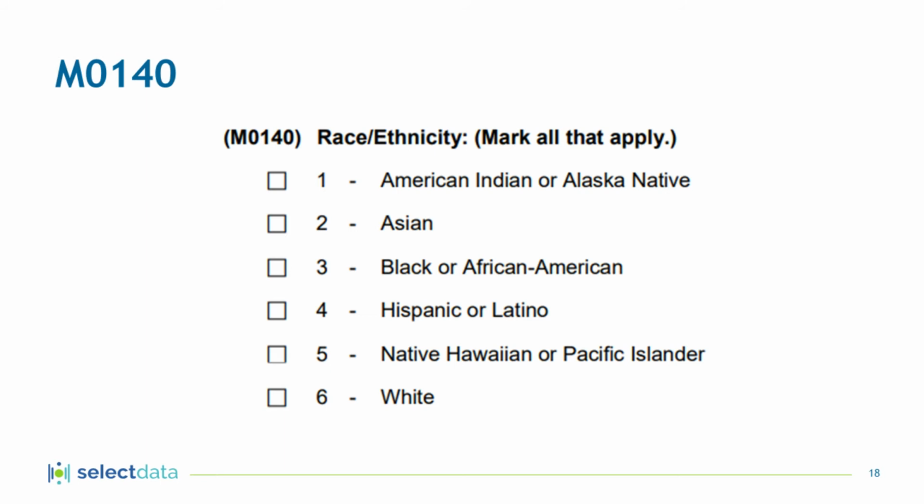M0140 states, what is the race or ethnicity? Mark all that apply. Option 1, American Indian or Alaska Native. Option 2, Asian. Option 3, Black or African American. Option 4, Hispanic or Latino. Option 5, Native Hawaiian or Pacific Islander. Or option 6, white.